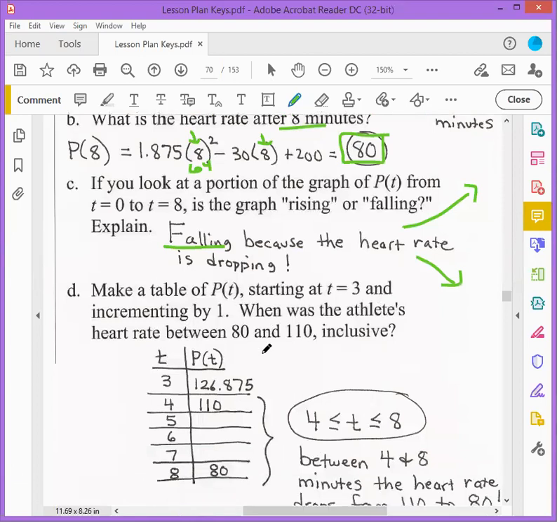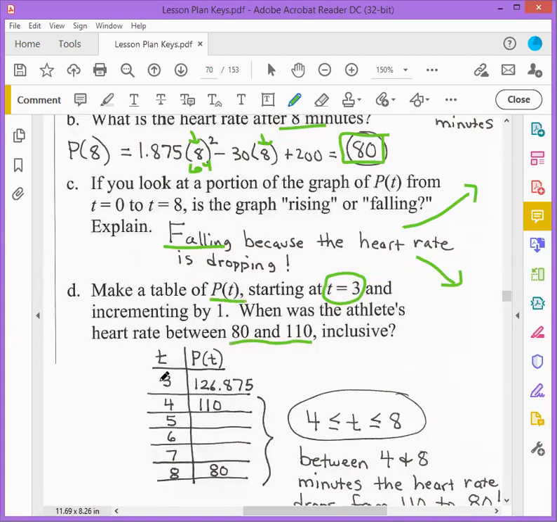Letter D, make a table of P of t, and we're going to start with time 3. And we're going to increase by 1. When is the athlete's heart rate between 80 and 110? So here in our table, we make a column for t, a column for the time in minutes, starting with 3. And on the right side, that column would be the P of t. What do we get when we substitute that number into our function?